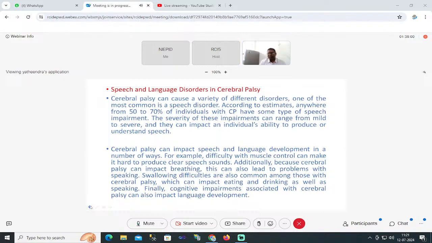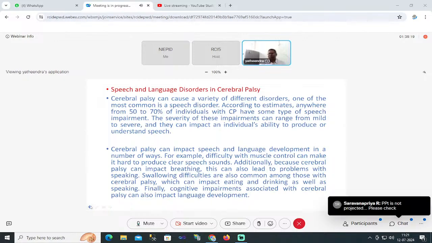Speech and language disorders in cerebral palsy. Cerebral palsy can cause a variety of different disorders. One of the most common is a speech disorder, if there are no other associated problems. According to estimates, anywhere from 50 to 70% of individuals with CP have some type of speech impairment. But speech impairment comes in many types in children with cerebral palsy.